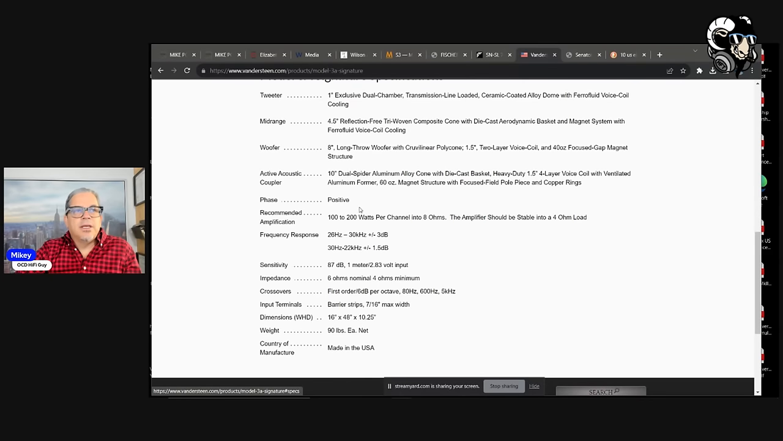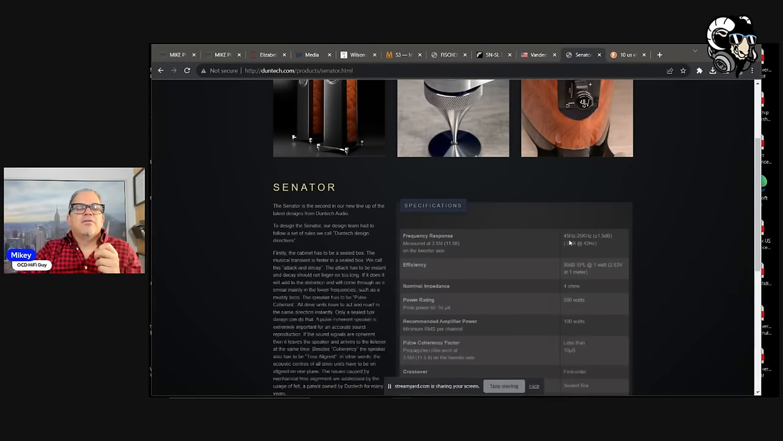Phase positive, recommended amplification, frequency response. Now look at Vandersteen, it tells us it's 26 hertz to 30K at plus or minus, okay, so negative 3 dB. So its negative 3 dB down point is 26 hertz. Its negative 1.5 down point is at 30 hertz. So see, if we went back to the Duntech, if we got a negative 1.5, it would go even lower. We'd have it down to maybe 40 or 39 hertz. So we could publish, if we wanted to, our negative 1.5 dB point, and we'd get even better with that spec.